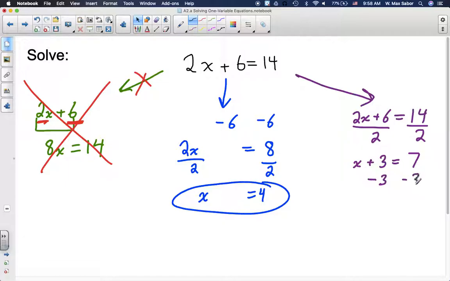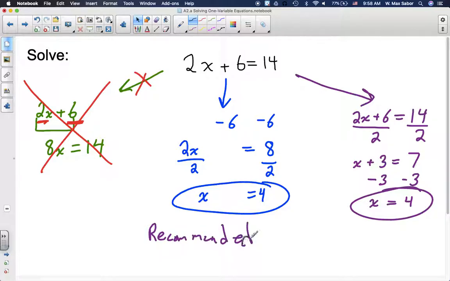Now we can do the inverse operation of addition. Subtraction is the inverse operation, and that gives us 7 minus 3 is 4. You'll notice we get the same answer both ways. This is the one that is recommended, but you are allowed to do this. What you are not allowed to do is to combine unlike terms. 2x and 6 are not like terms, so they should not become 8x or 8.